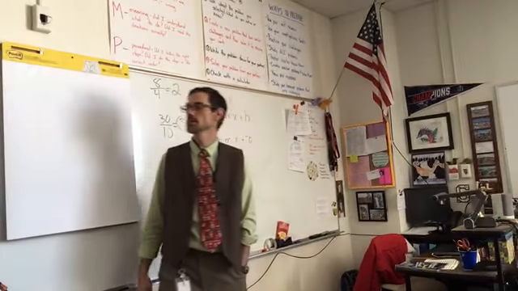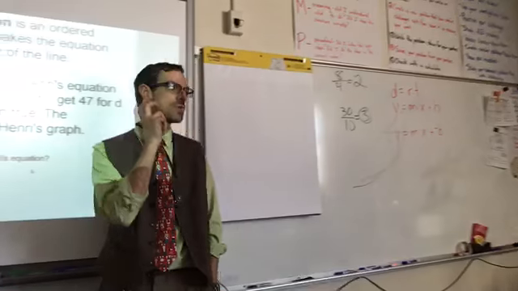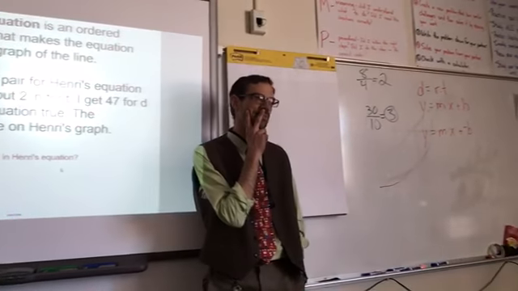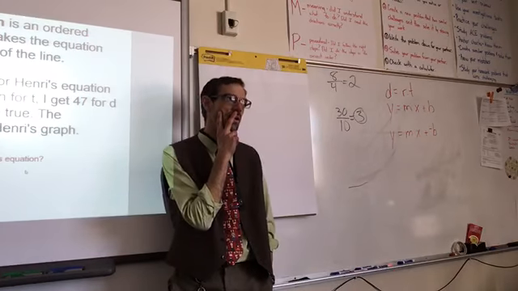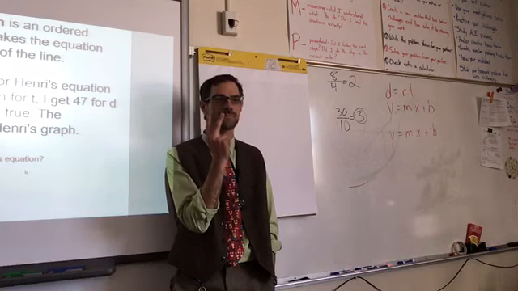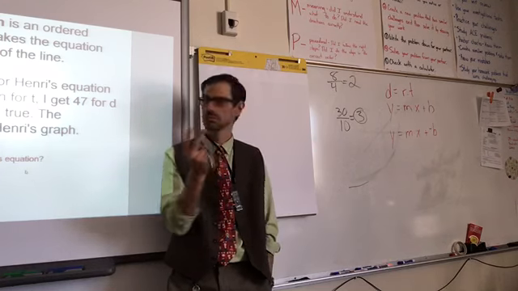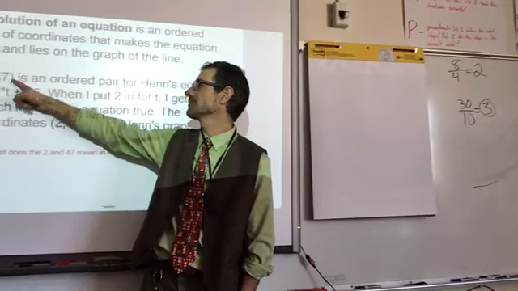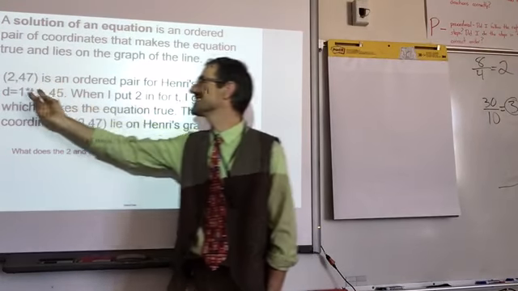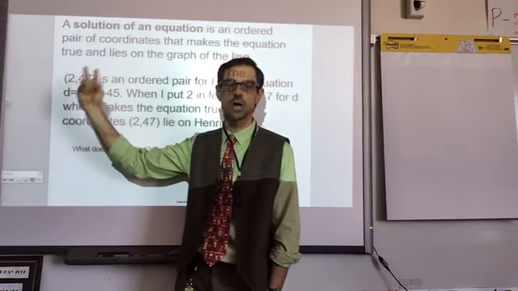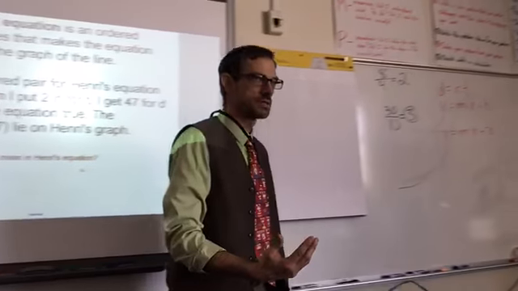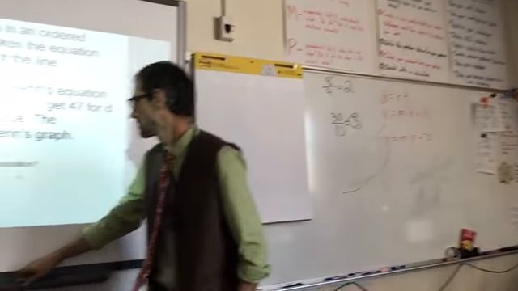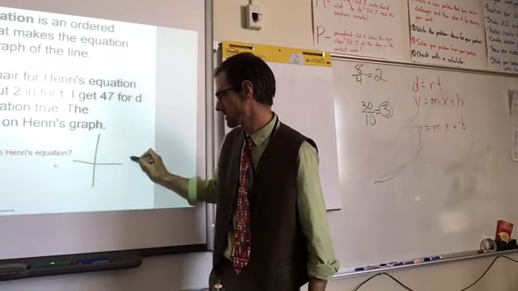All right, here we go. So this is what you guys need to understand here. When you find an ordered pair that fits into your equation, so I put 2 into this equation, I get 47. 47 comes out. These numbers mean something. They're not just 2 and 47. Your x-axis will tell you what your unit is.